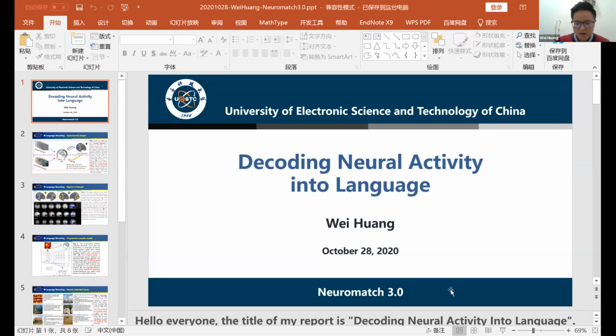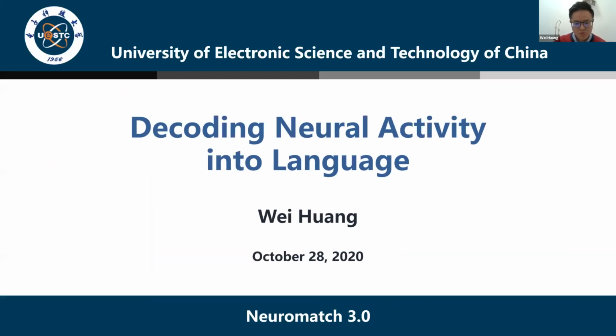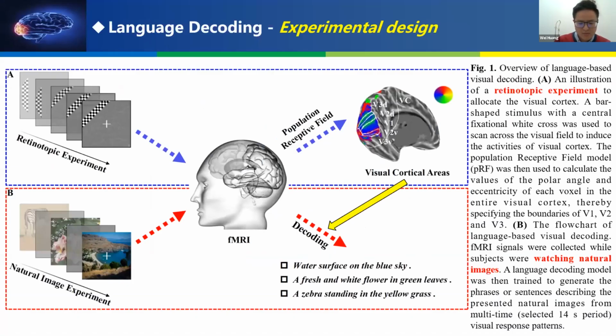Hello, everyone. My report title is translating neural activity into language. Our purpose is to decode language from visual neural activity. First, about the experiment. We did two experiments. One is a retinotopic experiment, and another one is an image watching experiment.